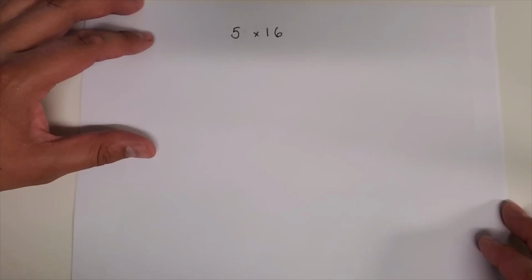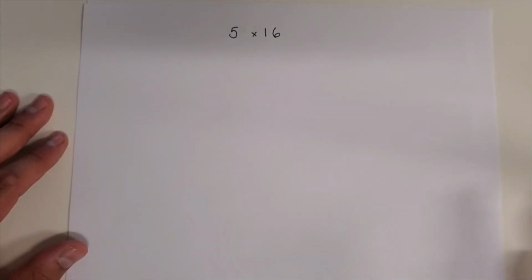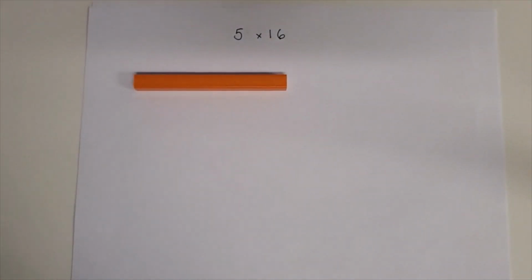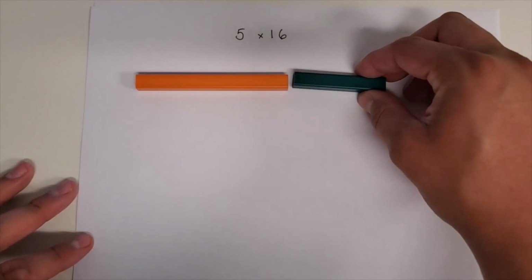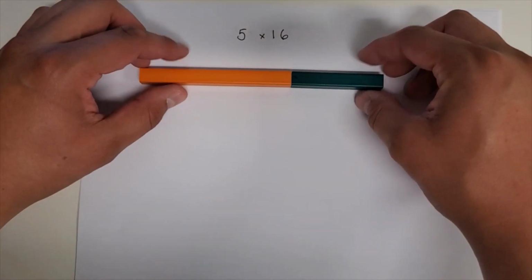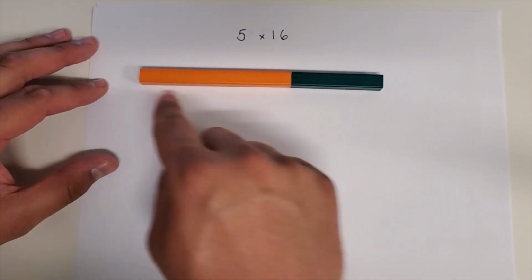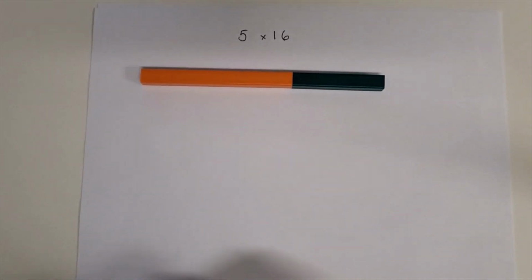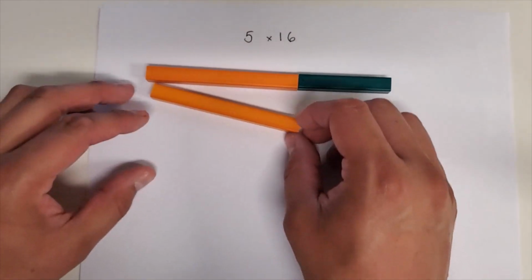What if we had 5 times 16? So we'll do the same thing that we did last time, right? I can build a train with 10 for the 16, and then I would need 6, which is the dark green here. So that is 16. So we have 10 plus the 6, which is 16. And so I need now a total of 5 of them. So let's do another one.